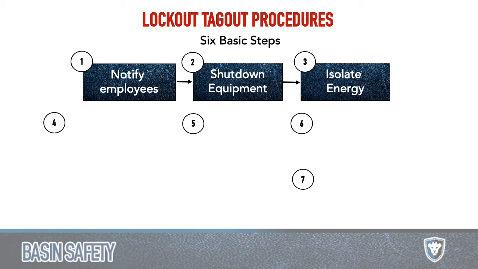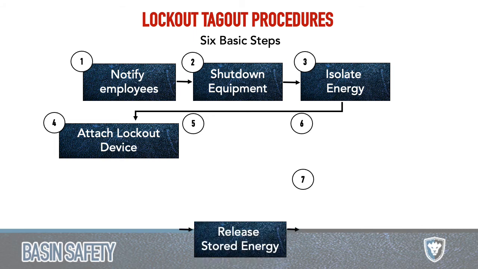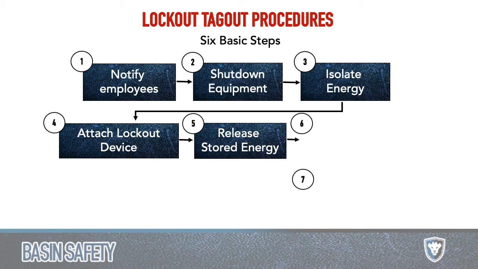Isolating energy typically means throwing a knife switch, tripping the knife throw, disconnecting the circuit, pulling the breaker, whatever you have to do. Then you attach the lockout device. So in this example, in the process, attaching the lock is the 4th step. We've already completed 3 before we even attach the lock.